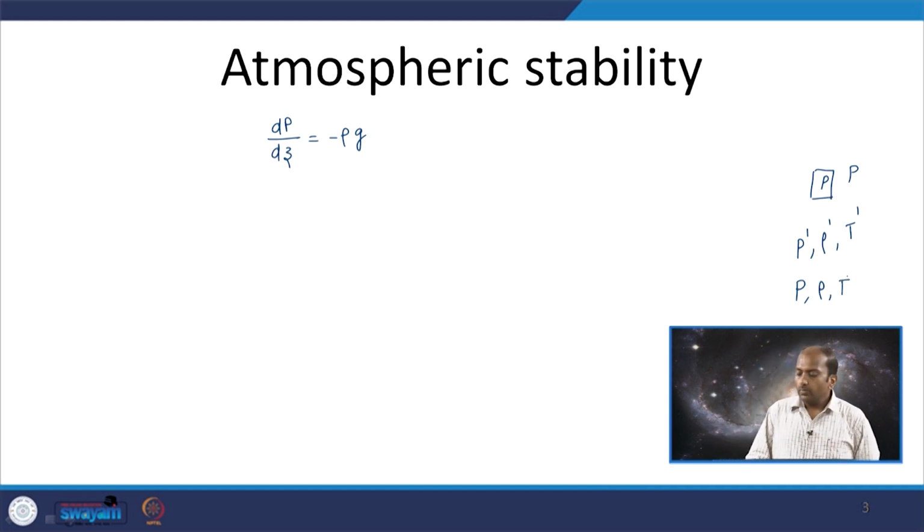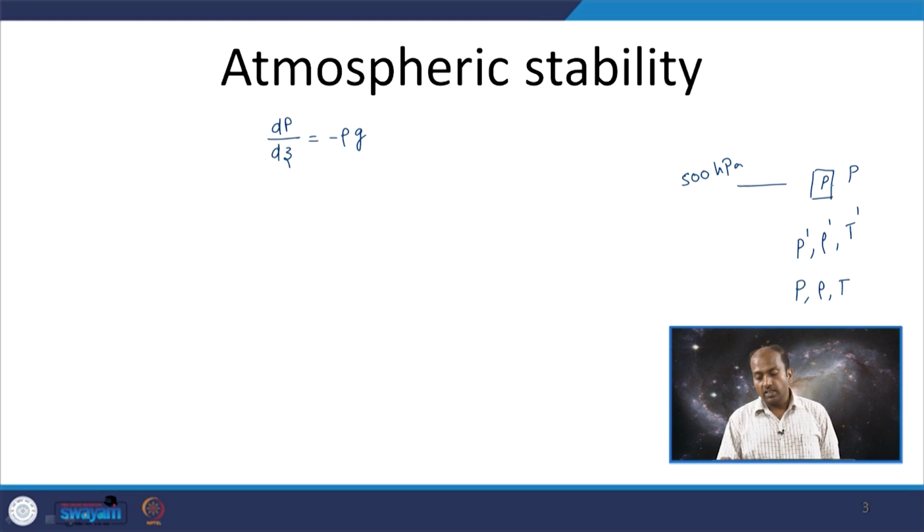Now, one approximation of the air parcel is such that the pressure inside the air parcel is always equal to the pressure outside. So, if this air parcel is kept at, let us say, the 500 hPa height, then inside this air parcel the pressure is also 500 hPa. This is one very important approximation for us to carry forward this mathematical treatment.